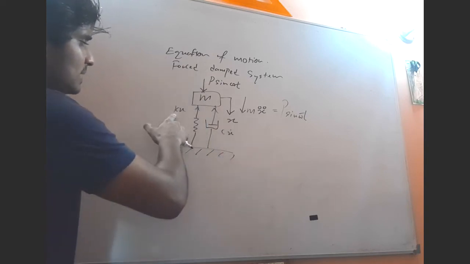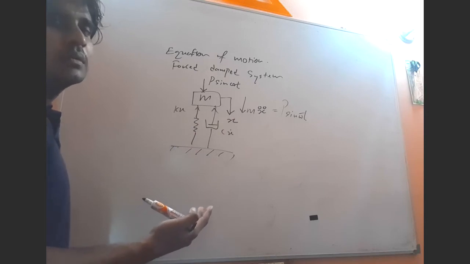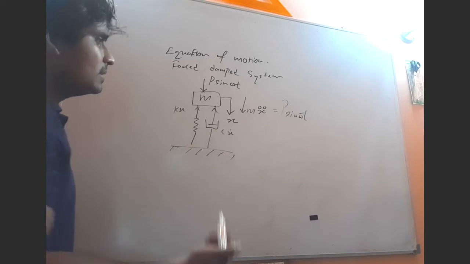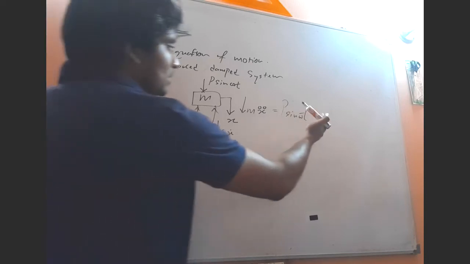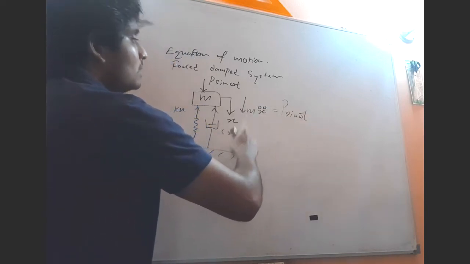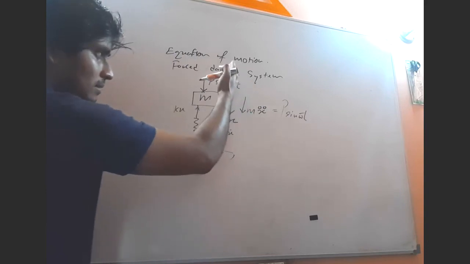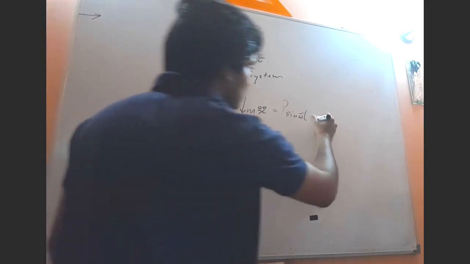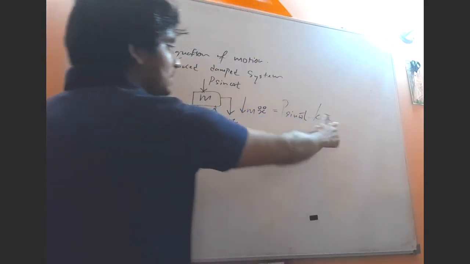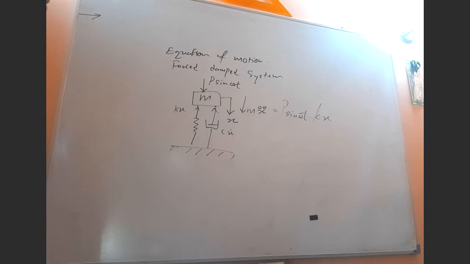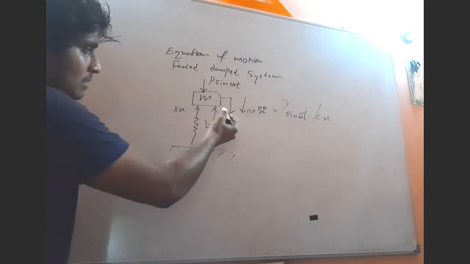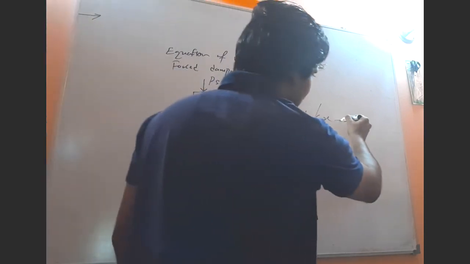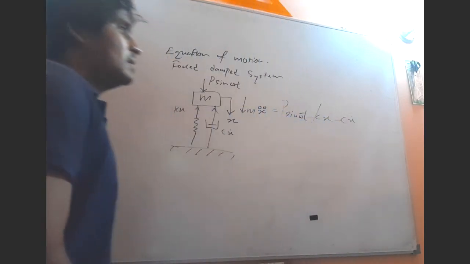What is this k? That is the spring constant. What is this c? That is the damping constant. So very easy. P sine omega t, but what is the direction? Our positive direction is downward. So kx, which acts upwards, is negative, minus kx. Next, because of the damper, the force acting on the mass is along the upward direction, so again minus c x dot.